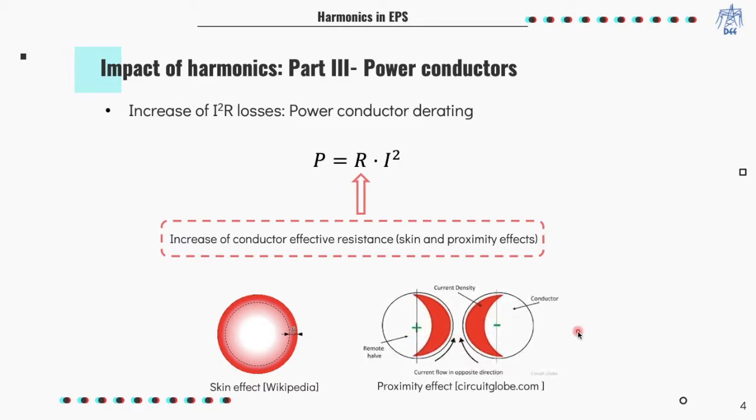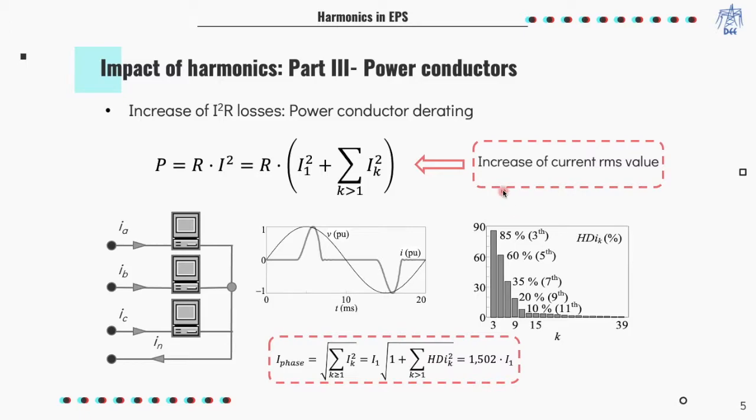The increase of the root mean square value of the current flowing through the power conductors is produced by the presence of harmonic currents consumed by nonlinear loads. As an example, given a current with a harmonic spectrum as shown in the plot, the root mean square value of the current flowing through the power conductor is increased 1.5 times the fundamental current. This increase produces the derating of the power conductor, whose cross-section may be oversized in the presence of these nonlinear loads.